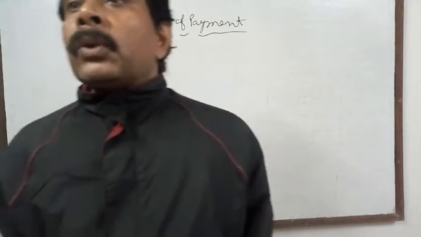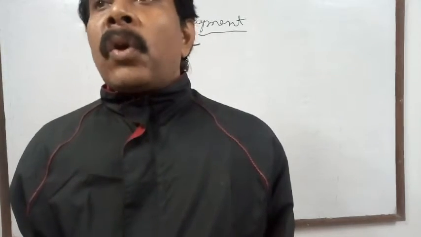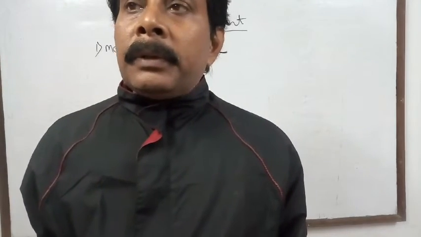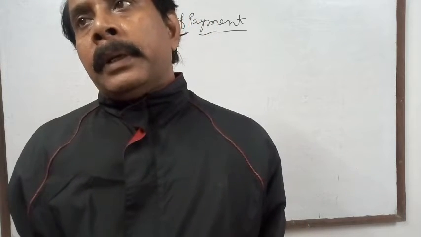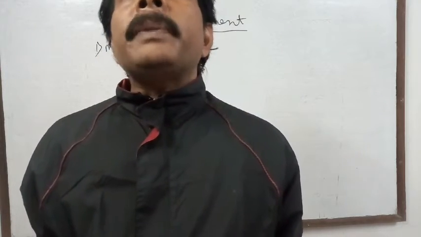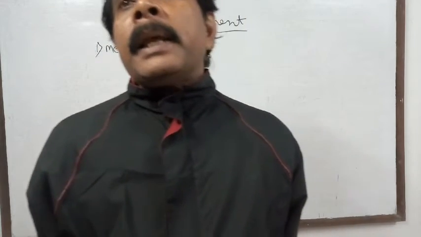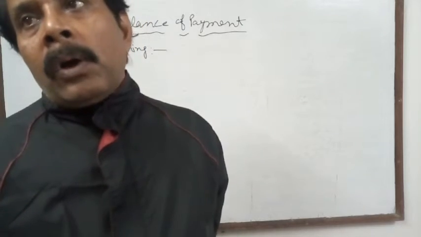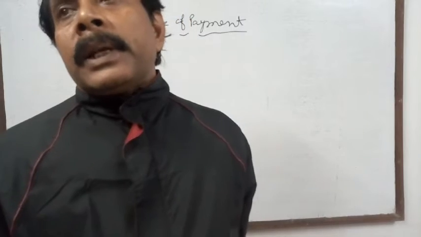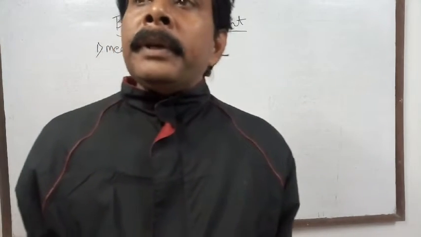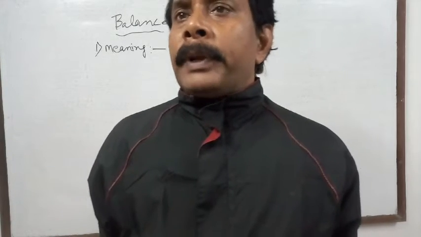Is it clear? So once again, balance of payment is an accounting statement. It is an accounting statement that provides a systematic record. Which kind of record is here? That is the systematic record of all economic transactions between the residents of a country and the rest of the world in the given period of time.